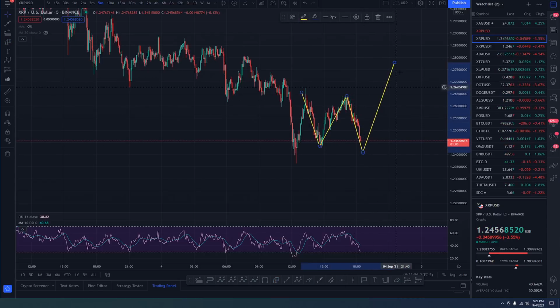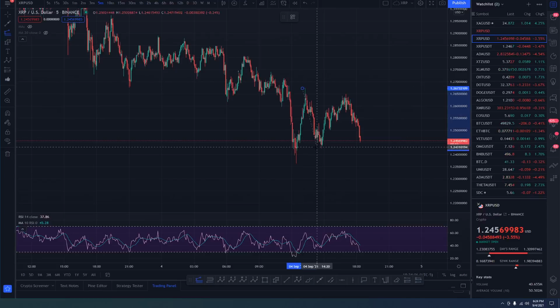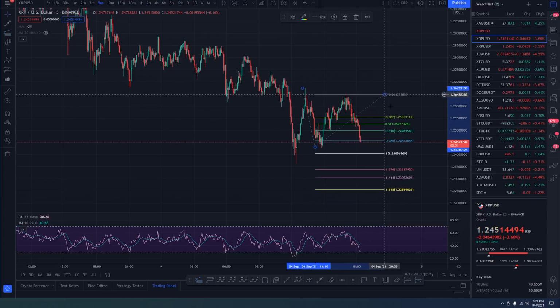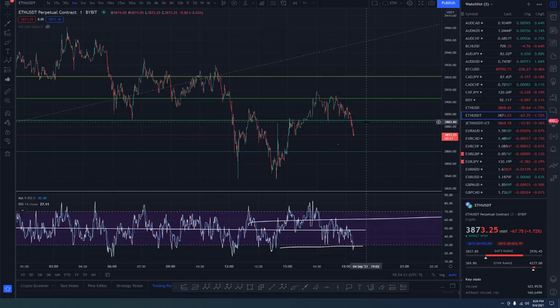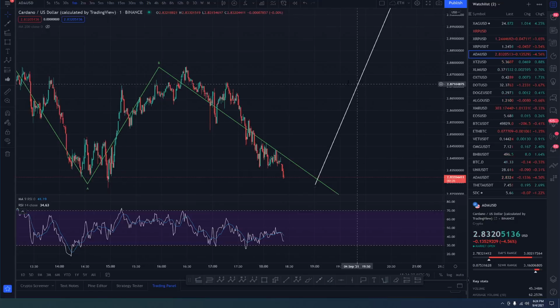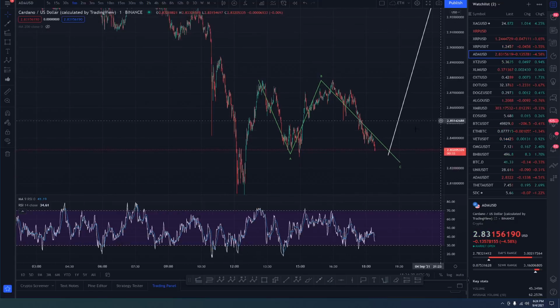It's just a corrective wave, and it's getting ready to go up after this 3-wave move. So maybe we're waiting for XRP to finish. Three, 3, 5. ADA, same thing. It's coming down, giving us that.